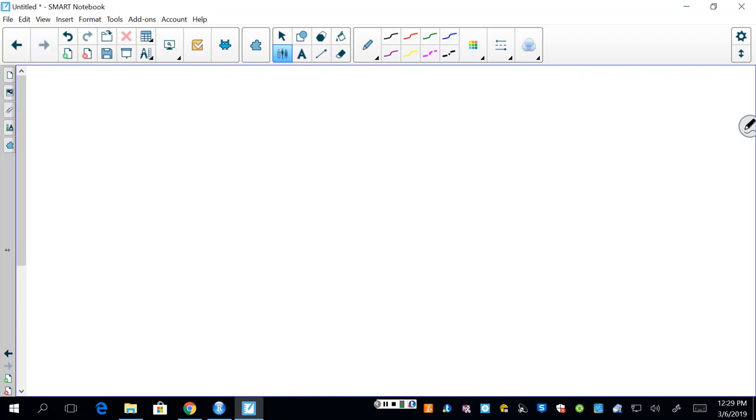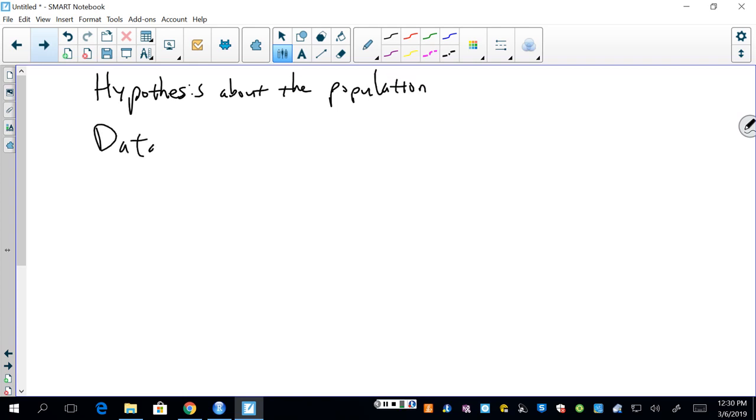So the way that this really works is that we have some hypotheses about the population. And then we get some data that leads to a statistic. We usually have a null and alternative hypothesis.